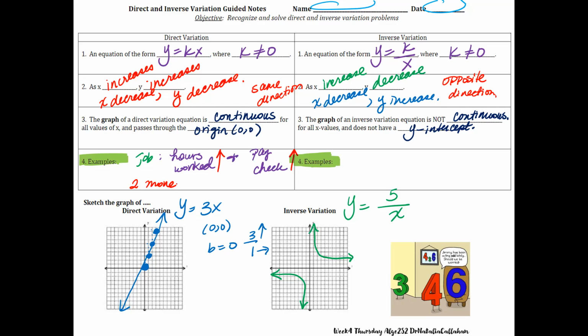So I want you guys to come up with 2 more, and you can Google it if you want, okay? On the other hand is going to be your inverse variation. So this one is when one goes up, the other one goes down.